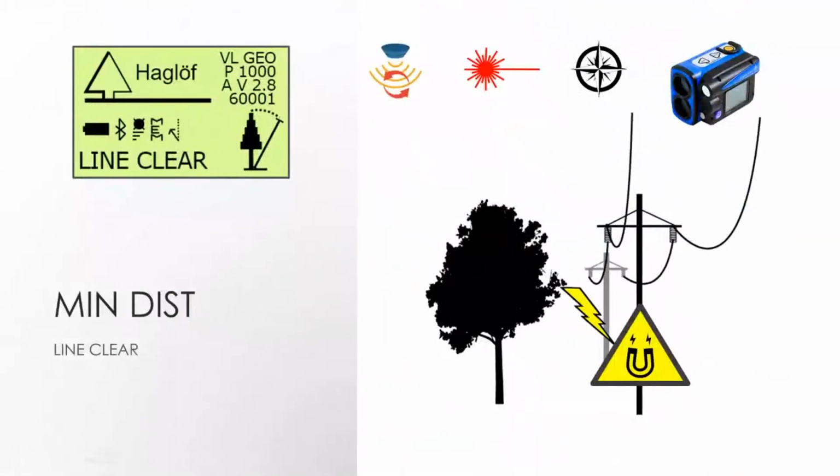Then we have a brand new function that came out in the latest software application, called the min dist, and it's available if you go to line clear. You have the option line clear or min dist. The min dist function is not the same as the line clear function, because with line clear, you want to know if the tree is a risk to fall on the line.